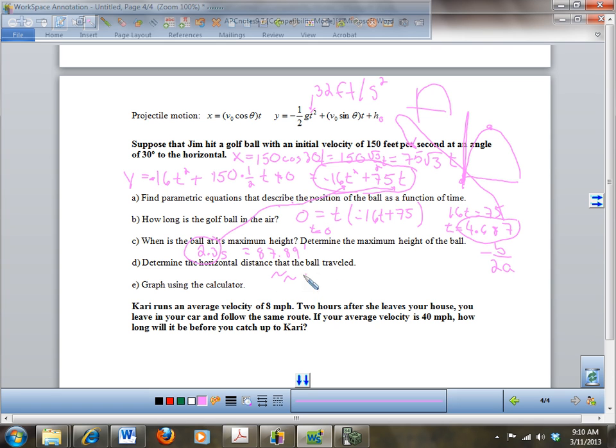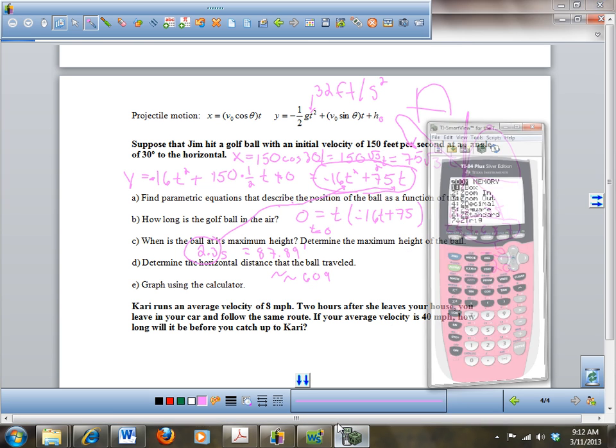Wait, can you do that? 75 times square root of 3 times 4.687. I just plugged it into my x equation. No, we're not going to have time to do the rest of the problem. But I do want to show you how to plug this into your calculator. We're not going to have time to finish up.